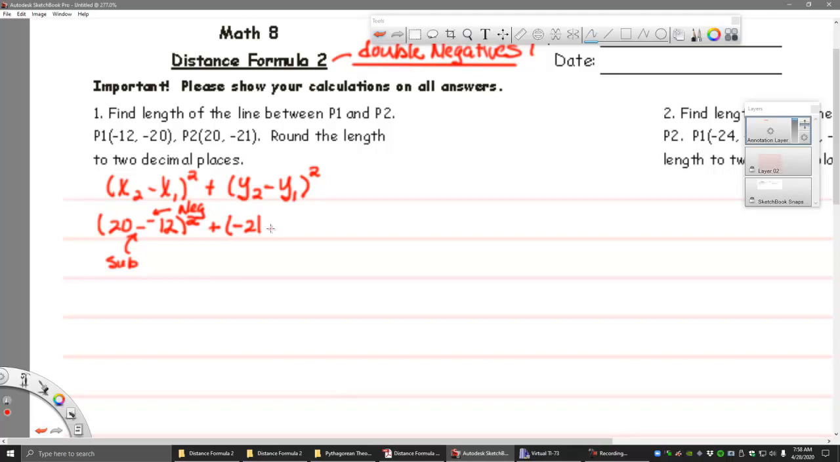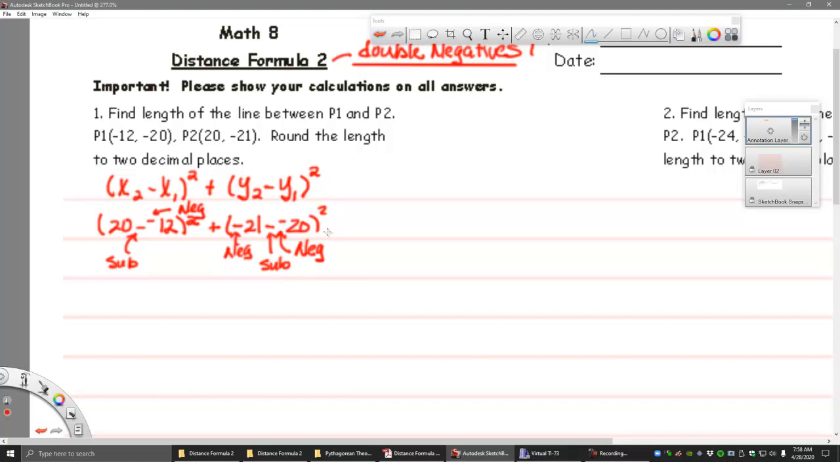Now for the y2, I have a negative 21. I'm going to subtract a negative 20. You see that? So that's a white negative key. So I have a negative in front of the 21. I have a subtraction key. And then I have a negative in front of the 20. And then make sure you type it in your calculator, just like I'm showing there on the screen. It'll take care of all those sign changes for you, and you don't have to worry about them. Okay, that's really, really important.